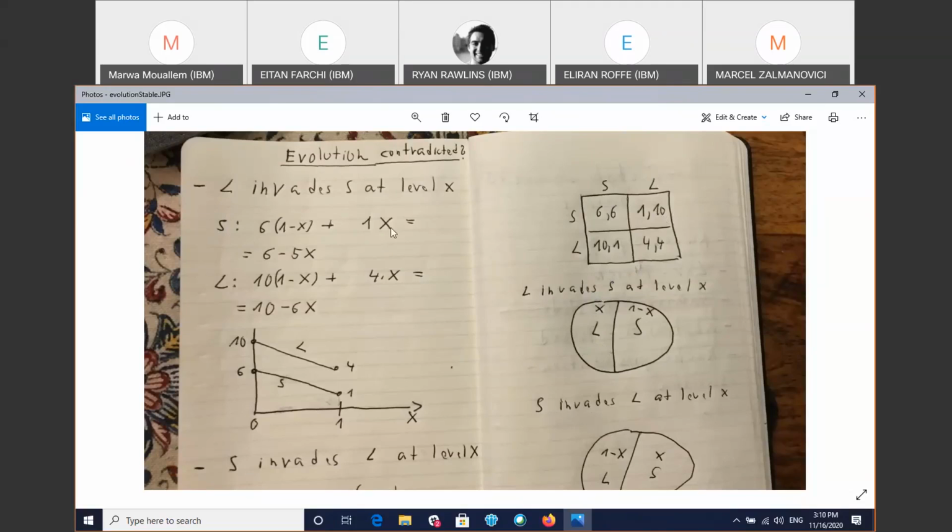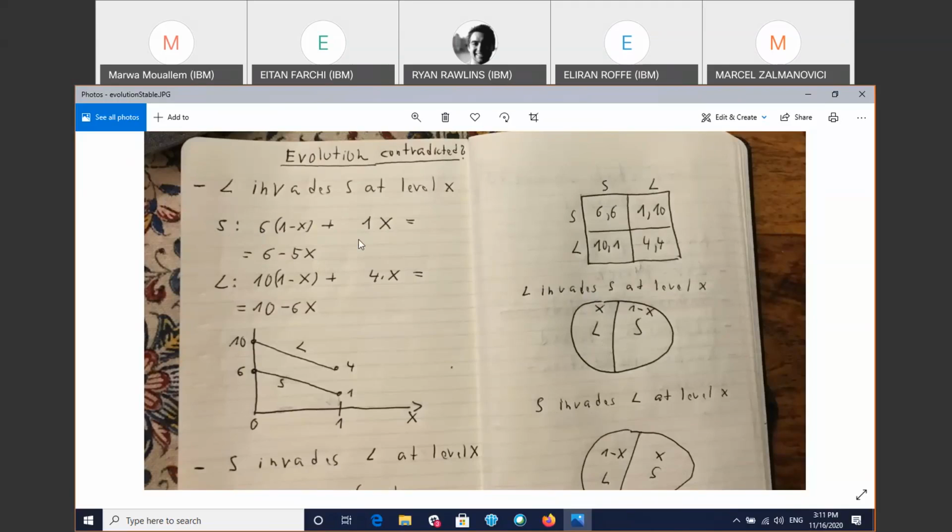So with probability X, we're going to have the situation SL, and S is going to get 1. With probability 1 minus X, we're going to get the situation SS, so S is going to get 6. Overall, S is going to get 6 minus 5X. Okay. Is that clear?